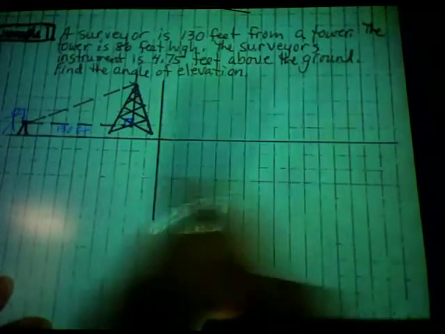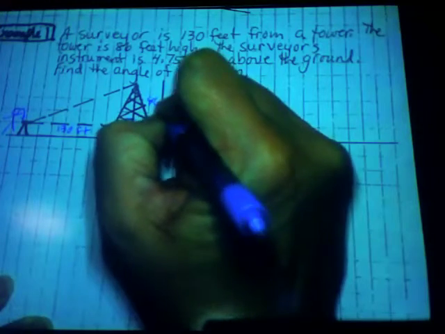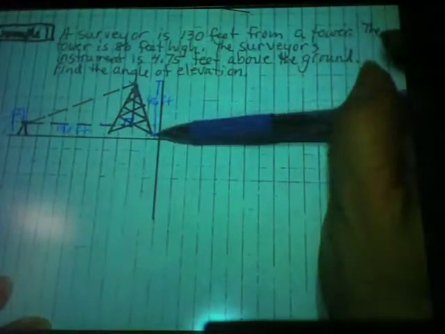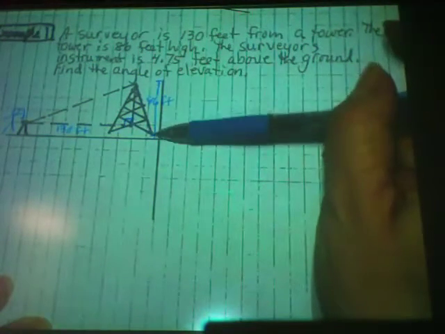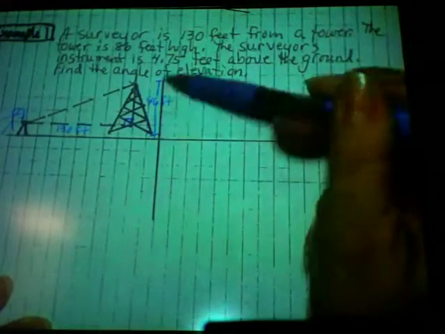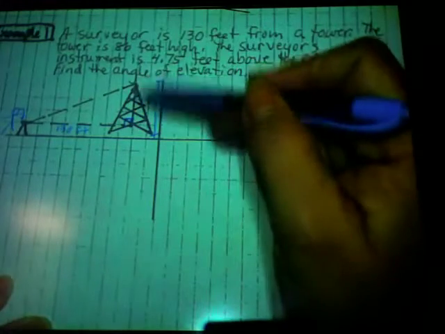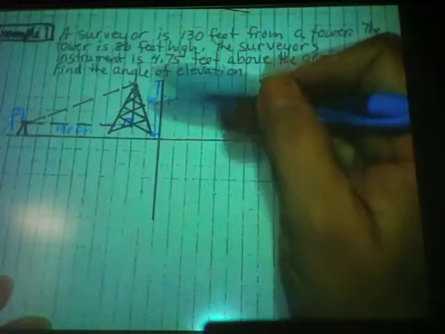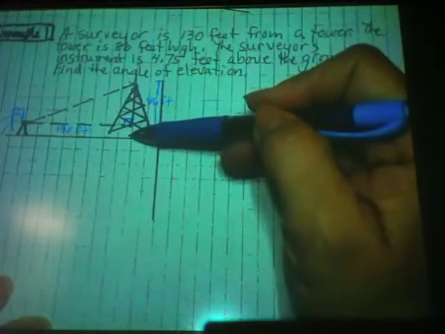Then it says the tower is 86 feet high. So technically the 86 feet goes from the top of the tower here all the way down to the ground, which is right here. That means this part, remember my triangle's off the ground. So my tower is taller than where my triangle is. Does that make sense? So this distance from here to here is not 86 feet. I'll show you how to calculate that in a minute. The distance from here all the way to the ground is 86 feet.